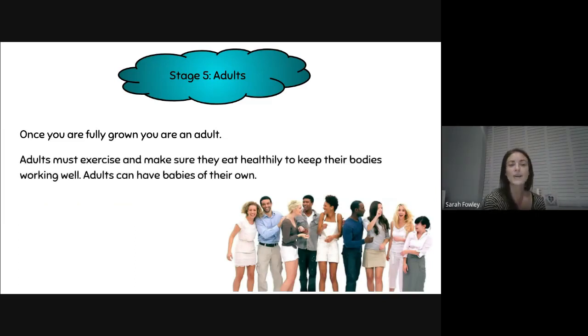So stage 5 is our adult stage. That's us teachers. We are adults. So once you are fully grown, you are an adult. Adults must exercise and make sure they eat healthily to keep their bodies working well. Adults can then have babies of their own. Who are the adults in your family?